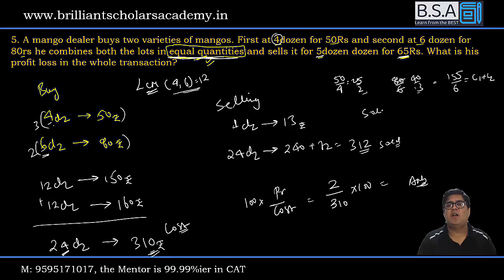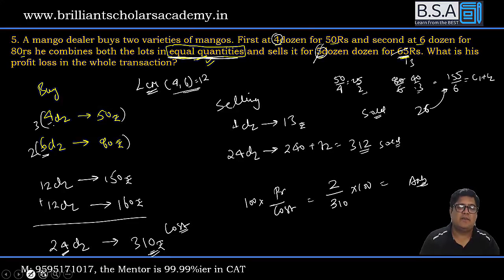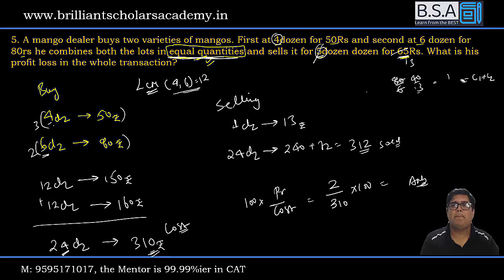How are they being sold right now? 1 dozen here. Look at this. 1 dozen is being sold for 13 rupees. So 2 dozens will be sold for 26 rupees. Now you divide both and you'll have your answer. It will become slightly difficult. You'll have to put in more and more effort. Don't do this.